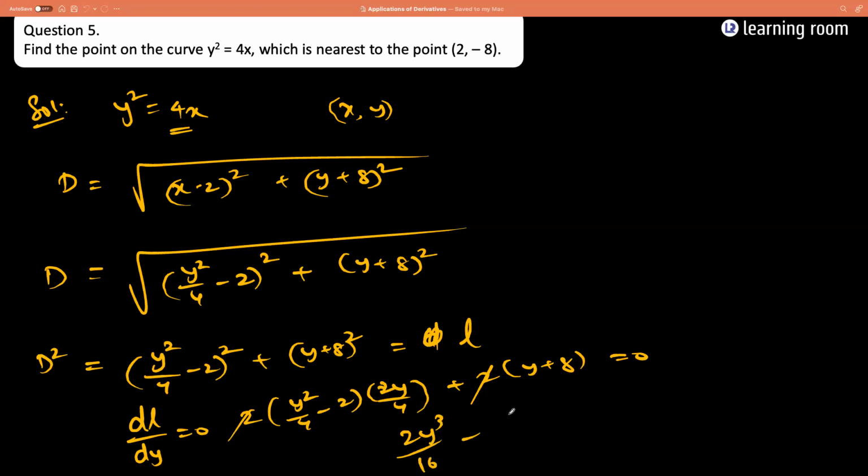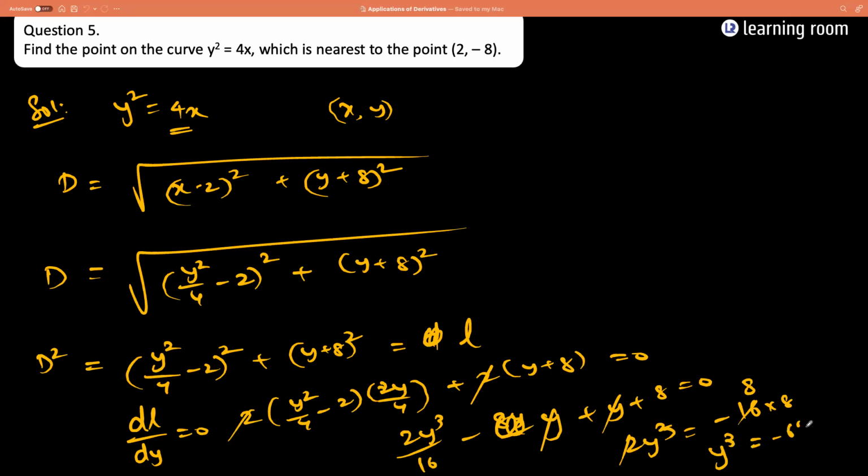2y cube divided by 16 minus 8y, sorry, minus y plus y plus 8 will be 0. So y and y are gone. 2y cube is equal to minus 16 into 8. So this goes 8 times. So y cube is equal to minus 64. So what will be the value of y? Y is minus 4. Yes, sir, y is minus 4.